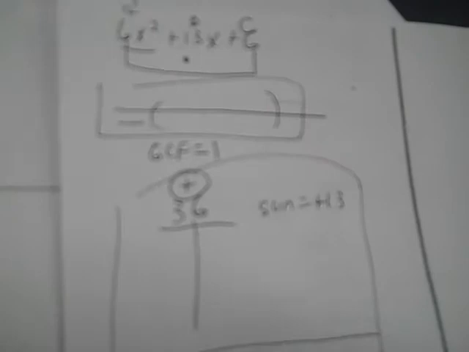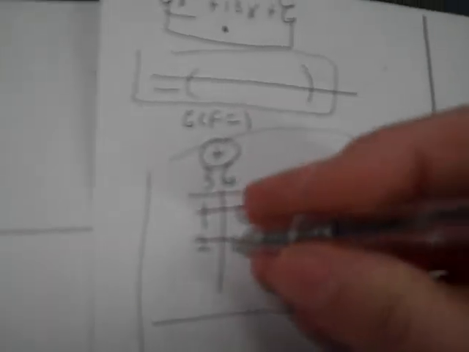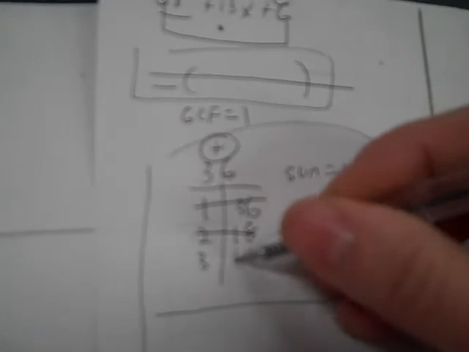Now 13 is positive. 1 and 36, that does not add to 13. 36 divided by 2 is 18. 36 divided by 3 is 12. That's 15, I've got to get 13. 36 divided by 4 is 9. 4 plus 9 is 13. 13 is positive, making our 9 positive. We have a positive product, so the signs have to match. They have to be the same.